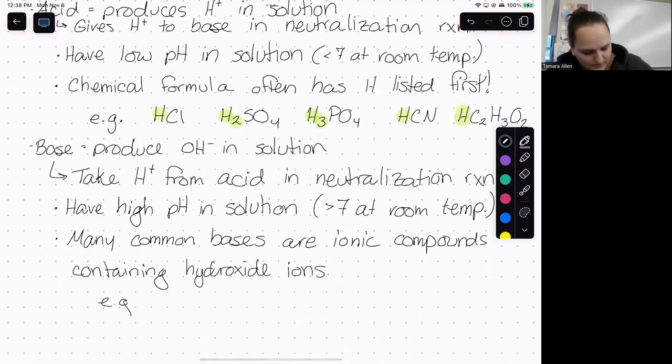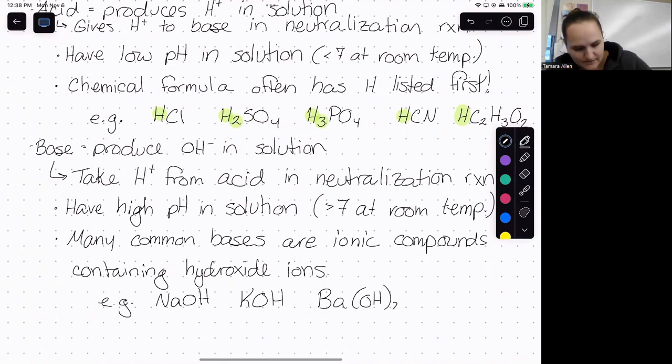So for example, things like sodium hydroxide, potassium hydroxide, barium hydroxide, and there are plenty of others, but those are some of the more common ones. There are lots of other types of bases that exist, and you might see some in a few examples here and there, but for the most part, we're going to focus on these hydroxide bases because they're the ones that you do encounter most often in introductory chemistry courses.